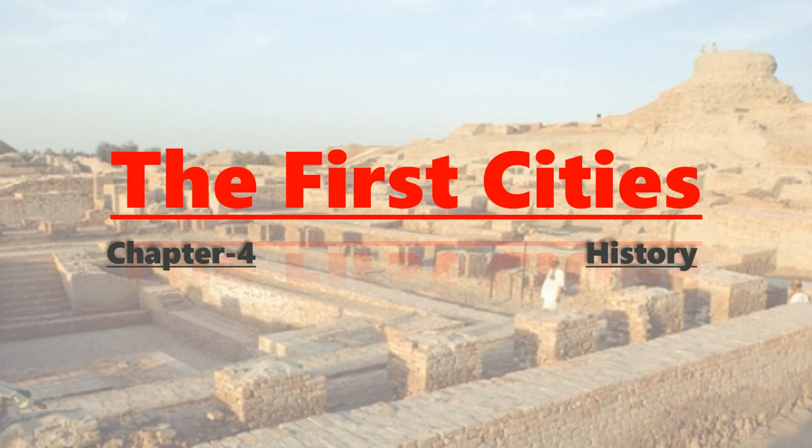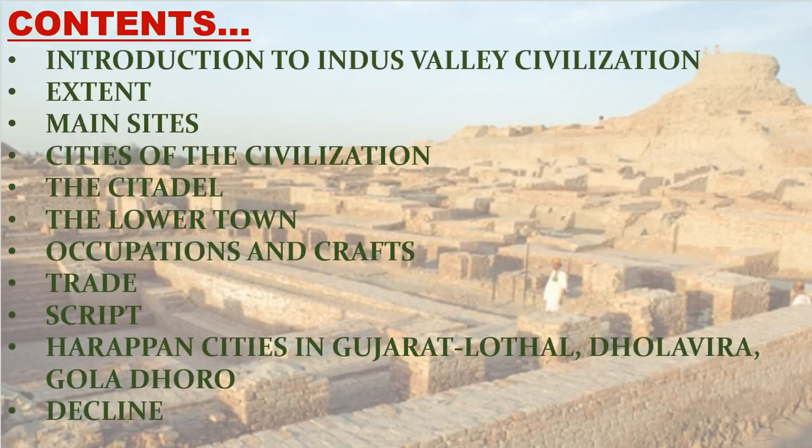So here are the contents, and the cities which we are dealing with belong to one civilization. That is, we'll be dealing with the Indus Valley civilization. There will be a brief introduction to this civilization. Then we'll be dealing with the extent, the main sites, the cities of the civilization, then the citadel and the lower town, and the occupations and crafts that people followed.